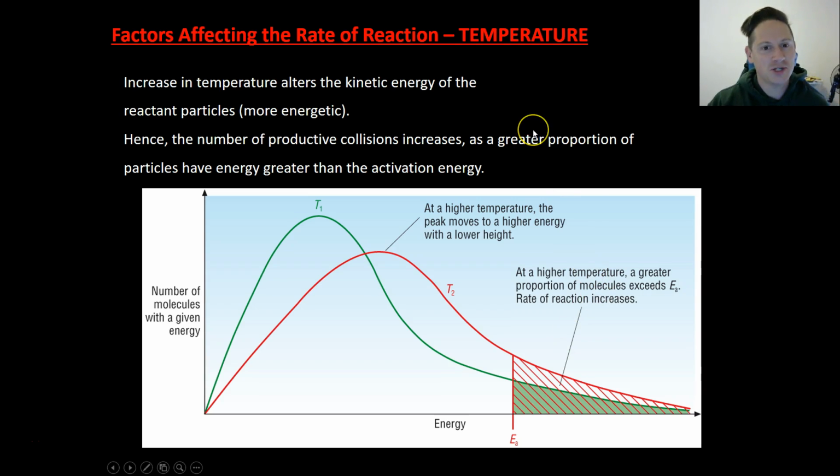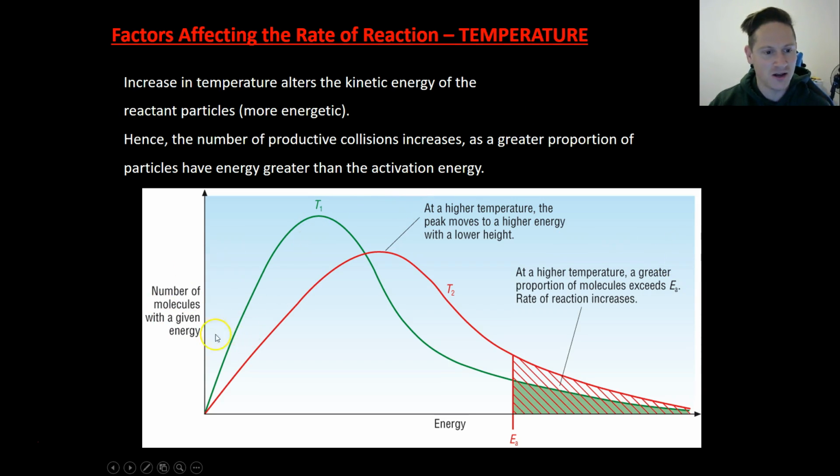The next factor is temperature. Now, temperature works a little bit differently. When we're increasing the temperature of a reaction, we're increasing the kinetic energy of the reactant particles, so they're more energetic and moving more quickly. What we're actually increasing here is the number of productive collisions, not essentially more frequent collisions, okay? More productive collisions, because a greater proportion of particles are going to have energy greater than the activation energy. Remember, we need to reach that activation energy in order for a productive collision to occur.